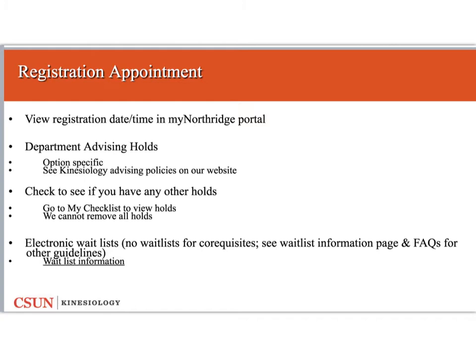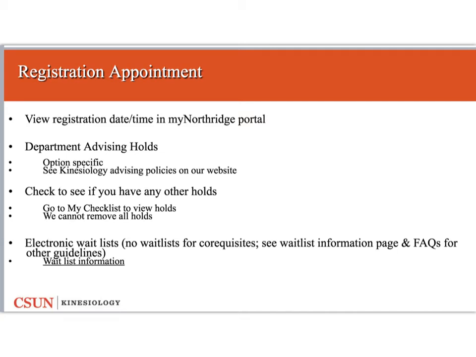But I wanted to point out that if a class has a co-requisite, in other words, if a class requires you to take a lab, those would be co-requisites because the lecture and the lab are co-requisites. They have to be taken together. For any class that has a co-requisite, there will not be an electronic wait list. The system is not complicated enough to figure out how to deal with wait lists for two different sections that have to be taken together.